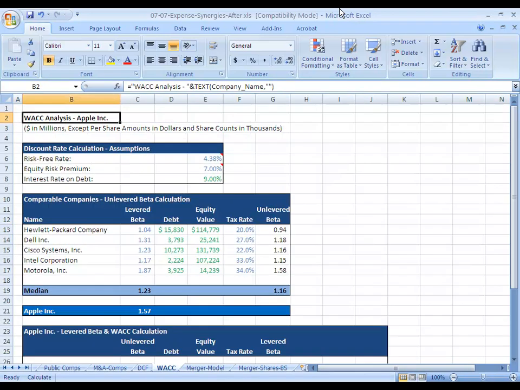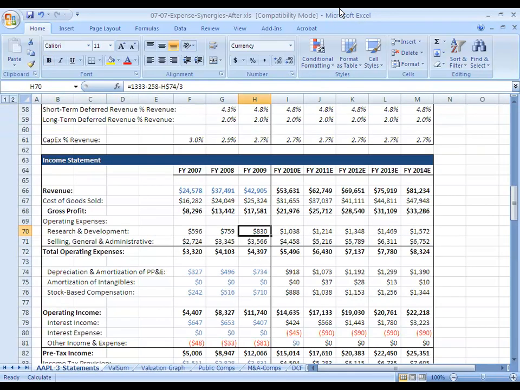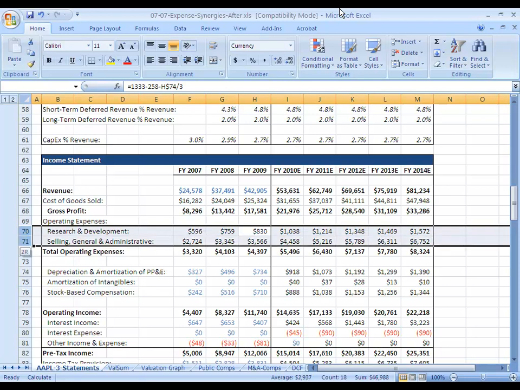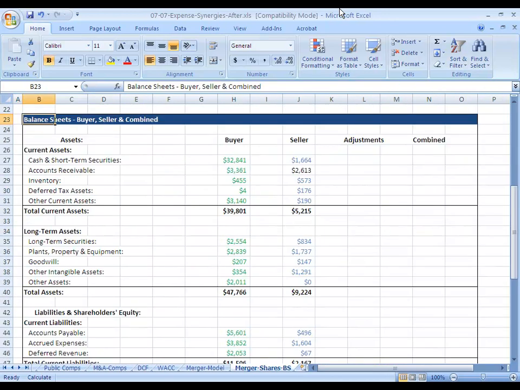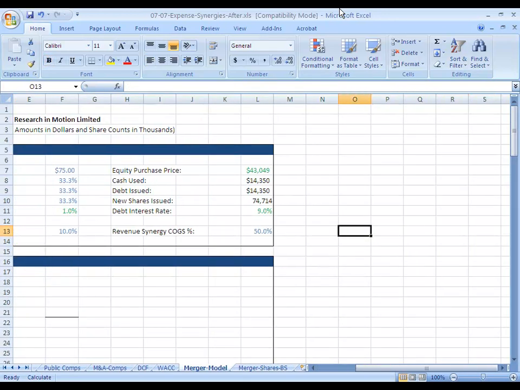Well, if we go back to Apple's three statements right here, remember that under operating expenses, we had research and development and then selling, general, and administrative. And we did not go into the level of detail where we looked at individual employees within each of those categories, each of those departments. But if we had, go back to the merger model right here, let's say that in research and development and SG&A, Apple has 1,000 employees in R&D and then 2,000 in SG&A. I'm just completely making these numbers up. And then Research in Motion has, let's say, 200 employees in R&D and then 500 in SG&A.